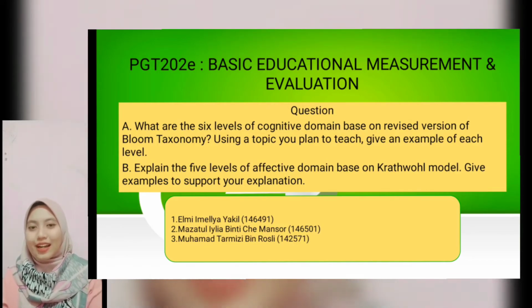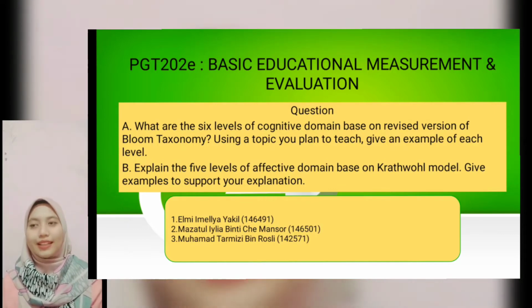So today, I am Nur Ilya Maisara binti Muhammad Fazil from Group 2, and I would like to present to you the topic of the 6 levels of the cognitive domain in Bloom's Taxonomy, which is Bloom's revised taxonomy.